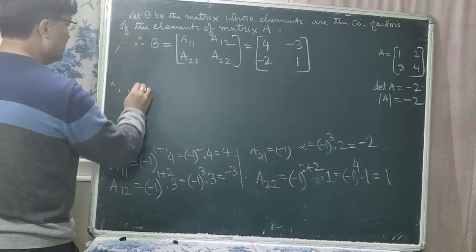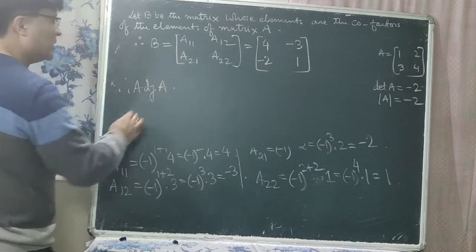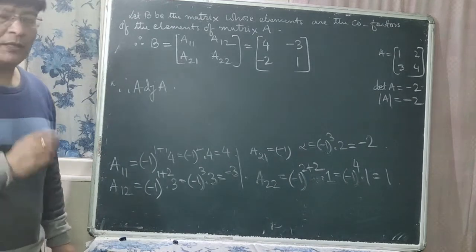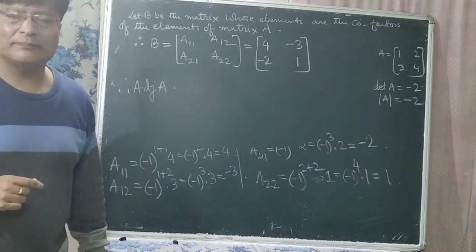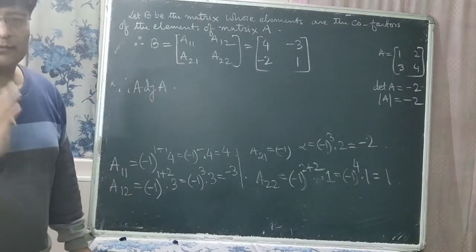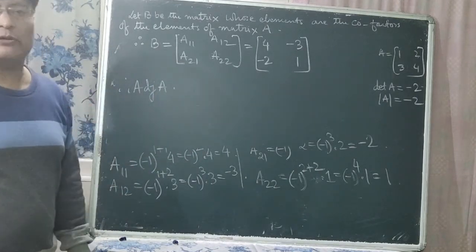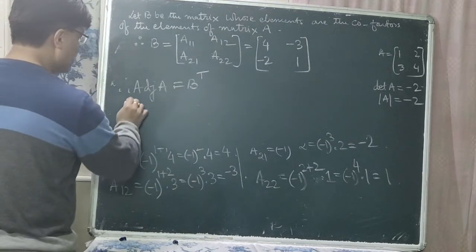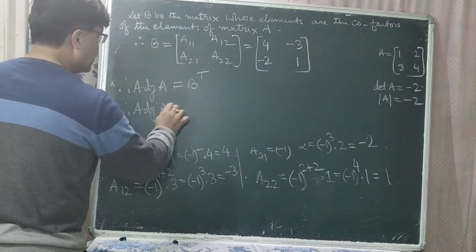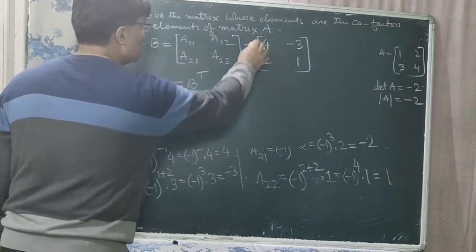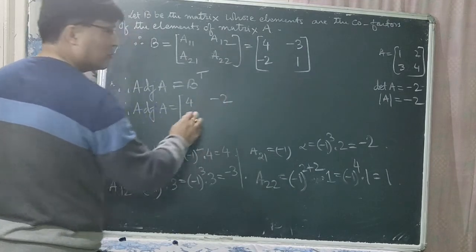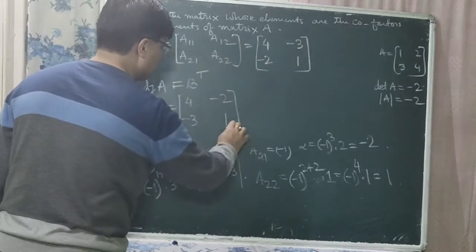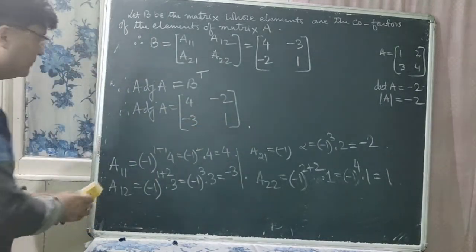let us find out adj A. I just told you, adj A is the adjoint or adjugate of A. How is it determined? It is the transpose of B. The transpose of B is defined as the adjoint or adjugate of A. So what is B transpose here? The first column becomes the first row, 4, -2. You have to change rows into columns and columns into rows, you know that. And then comes -3, 1. That is your adjoint of A. Is it clear?